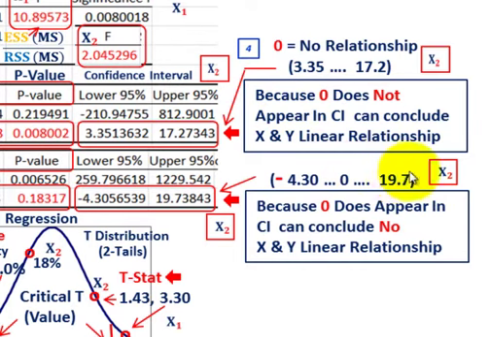Now, if we go down to the x2 variable here, you can see we got a minus 4.3, and we go as high as 19.7. But see, 0 does land between the negative value here and 19.7. So because 0 does appear in our confidence interval, we can conclude that there's no x-y linear relationship here. Okay, so this is just another means of quickly seeing if you've got a relationship.